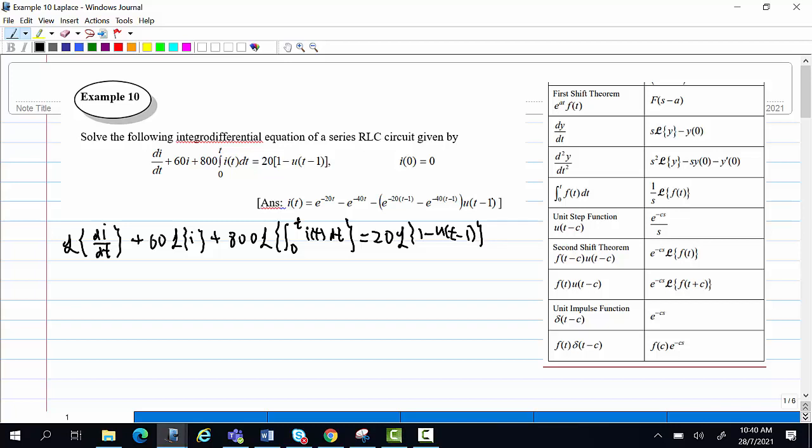Okay, then we look at the Laplace transform of di/dt, which is equal to s times the Laplace transform of i, minus i at the point 0. So this will give you the first term.